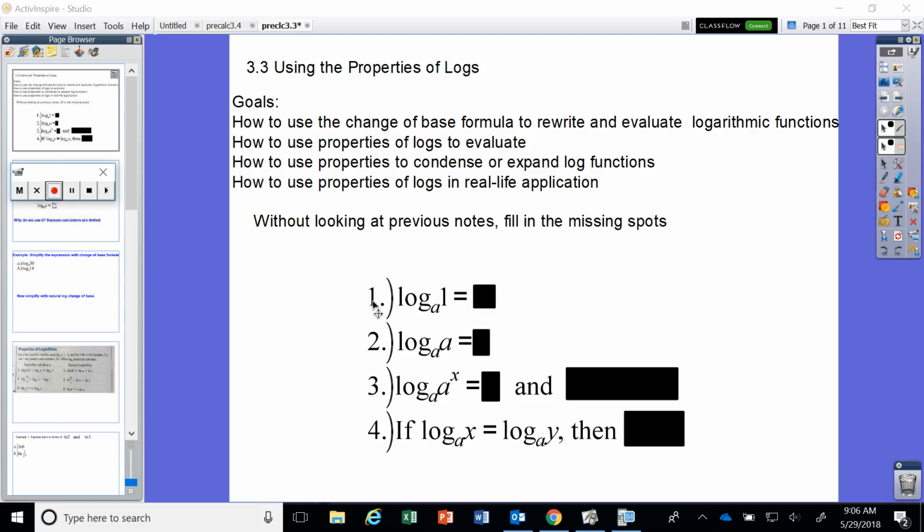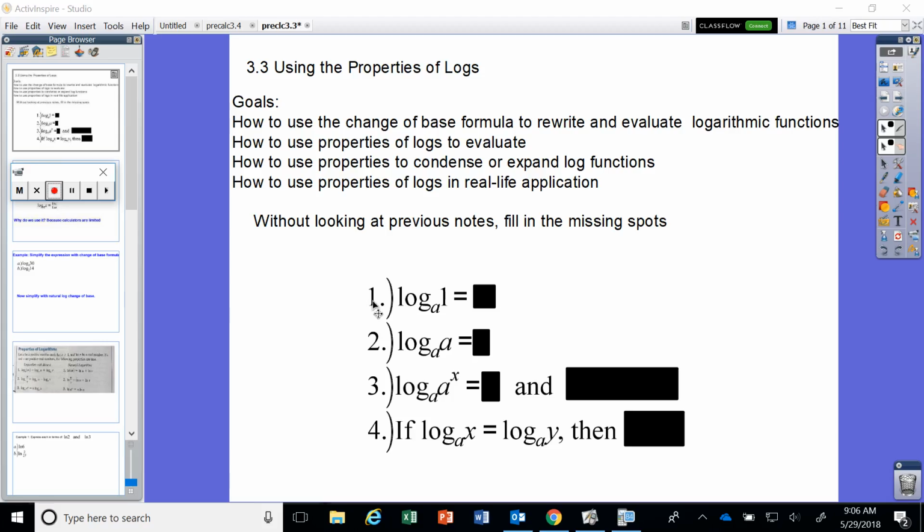All right, ladies and gentlemen, we are diving into our talk on 3.3 as we start really looking into the properties of logarithms. The goals of this section are that students will, in the end, use a change of base formula to rewrite and evaluate logarithmic functions, use properties of logs to evaluate them, use properties to condense or expand log functions, and use properties of logs in real life as well. The purpose of this video specifically is going to be diving into the change of base more than anything.